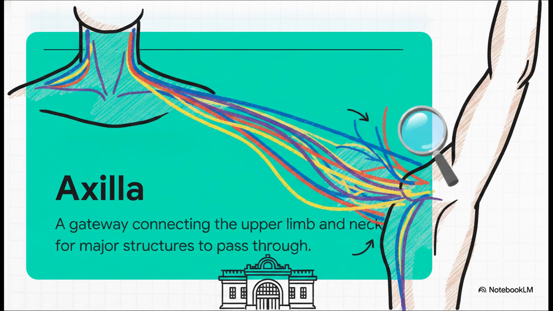Think about it. Any major structure, whether it's a blood vessel or a nerve, that needs to travel from the neck down into the arm or from the arm back up into the neck and thorax, it must pass through this specific region. It's basically the grand central station connecting your upper limb to the rest of your body.